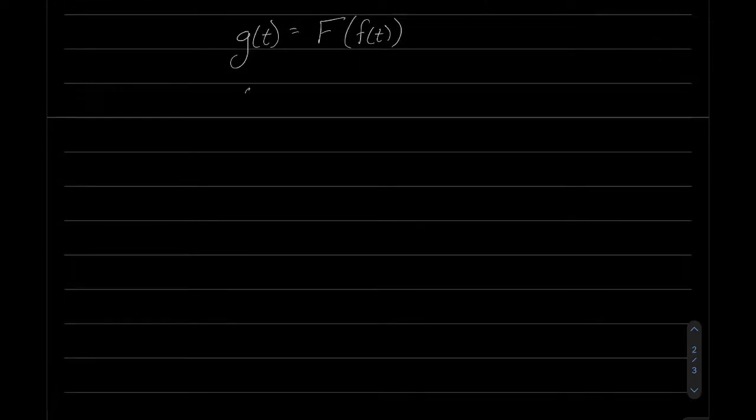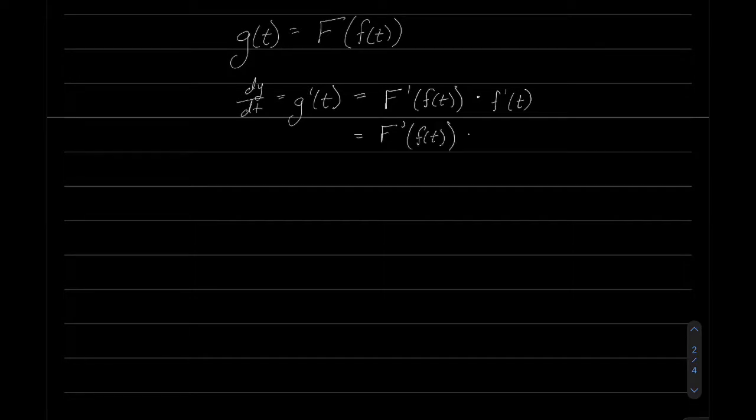So let's go ahead and look at dy dt, which is going to be g prime of t. And this is going to be, by the chain rule, big F prime of little f of t times little f prime of t. And we know that f of t is x, so we get big F prime of f of t times dx dt.